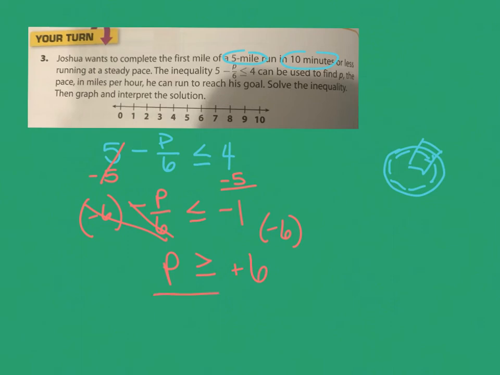Now, I'm ready to graph this on the number line. There's 0. Here is 6. I will circle and I will fill it in because it says it can also be 6. And then I look at my variable P. It's the alligator's going after him, so clearly he's greater than whatever 6 is. So this tells us that Joshua needs to go at least 6 or more miles per hour in order to finish that 5-mile race in 10 minutes.